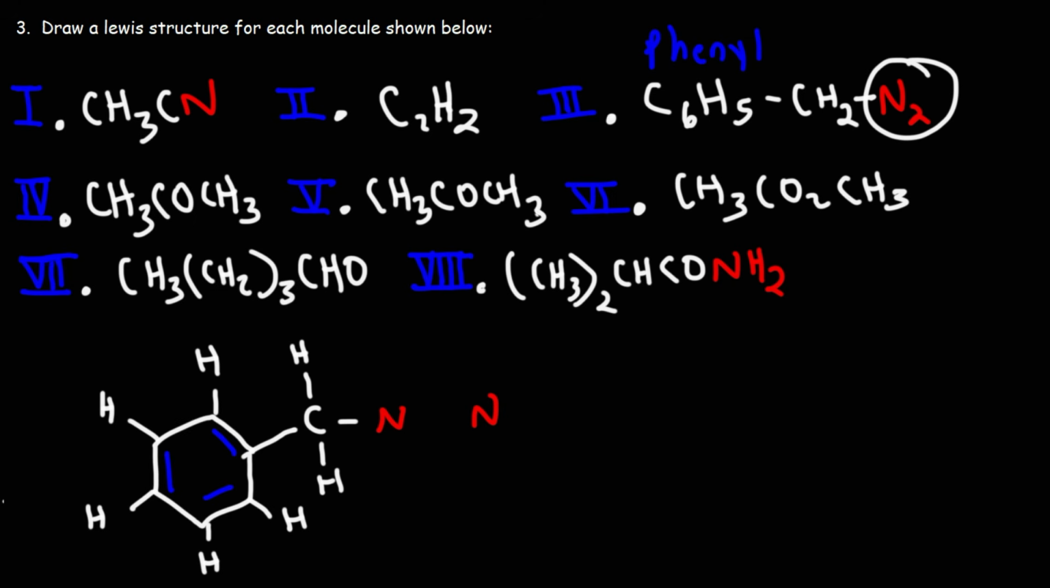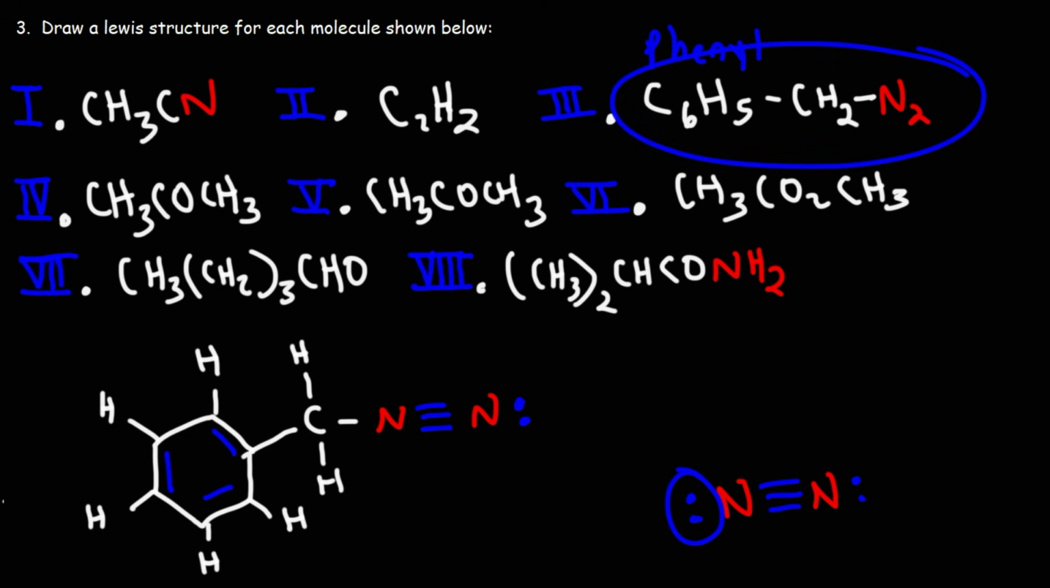Whenever you see N2 attached to a carbon, think of nitrogen gas. Nitrogen gas is a diatomic molecule that looks like this. The only difference is this lone pair is going to be replaced with a bond. So that's the Lewis structure for C6H5CH2N2.